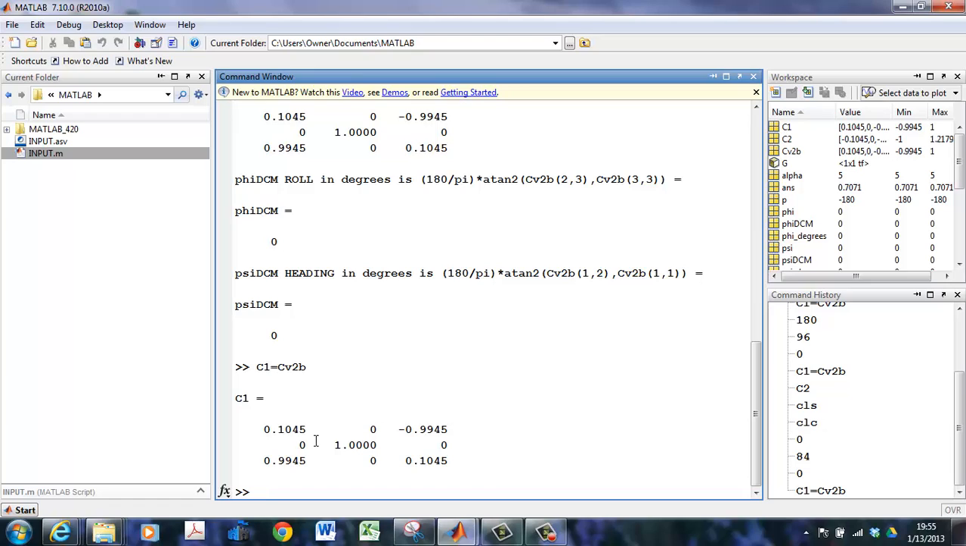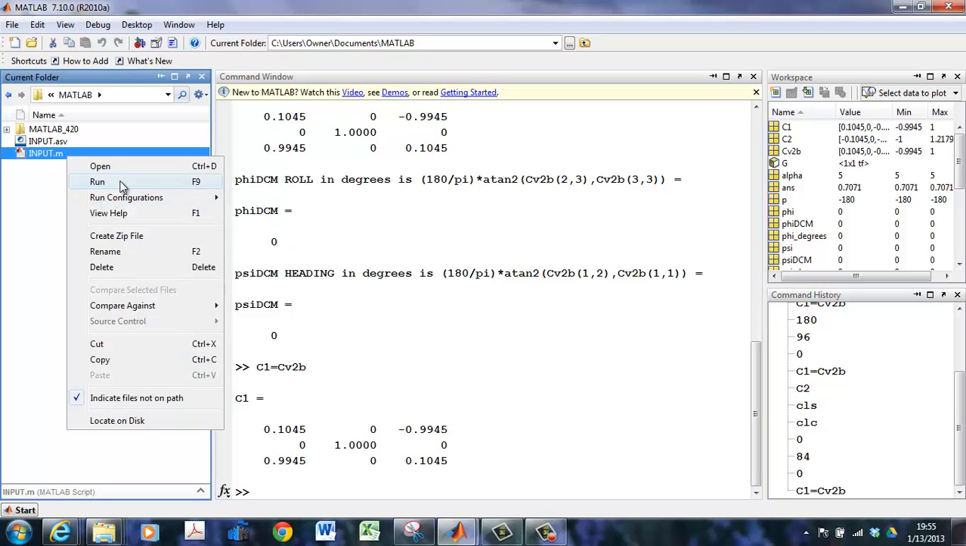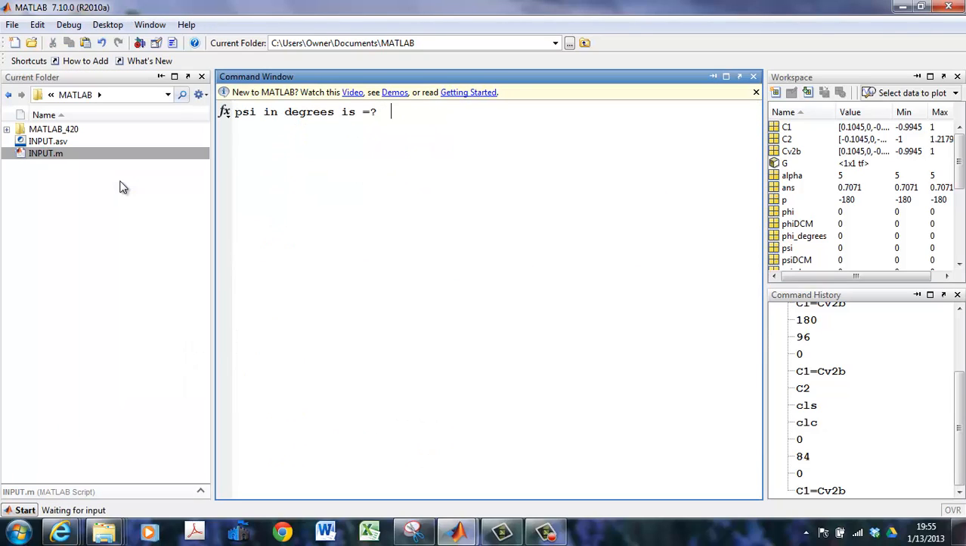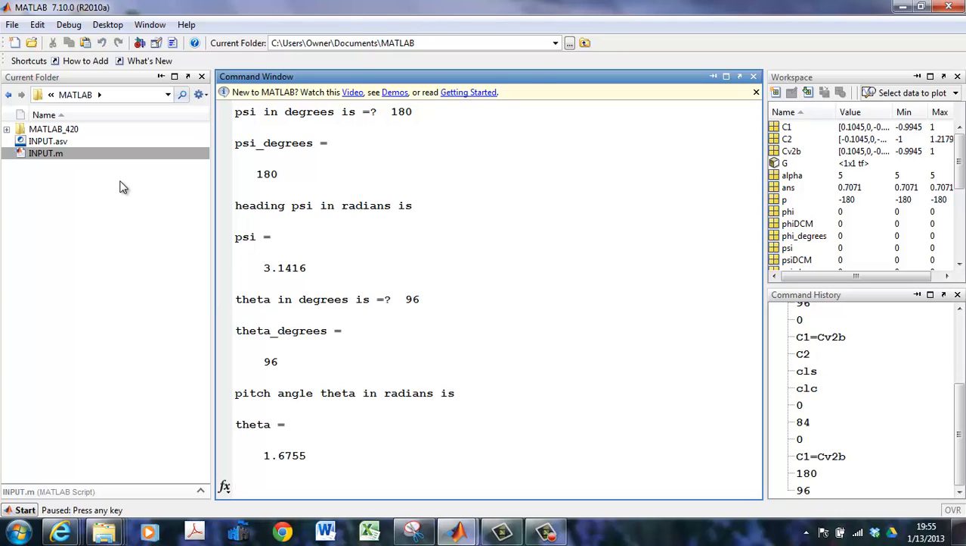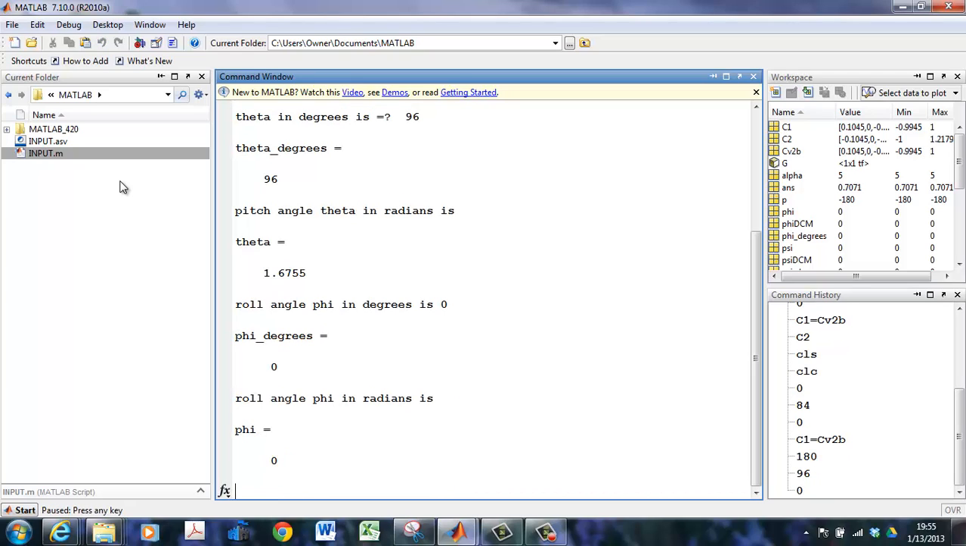Okay. Now we're going to go just past the vertical, at 96 degrees, and we're going to run it one more time. Now our heading has changed 180 degrees because we're past the vertical. So this is going to be 180 degrees or south. And then our theta is going to be 96 degrees. Now we're just past the vertical. And our roll angle, of course, is still 0 degrees.